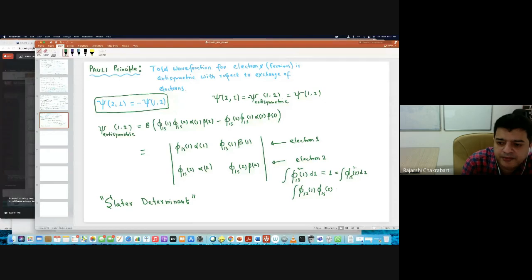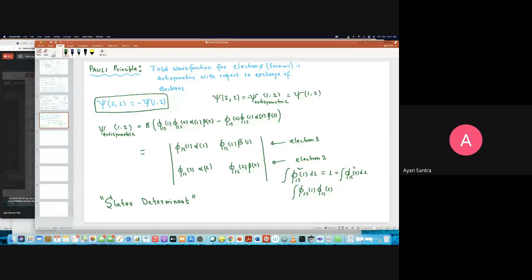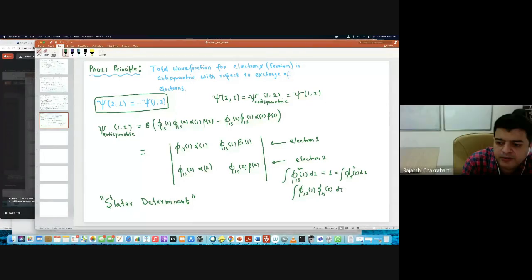If I integrate, it would be 0. It will be some volume element d tau. It is 0. So I can make use of this. So we have, okay, they are already normalized. What about alpha, beta?